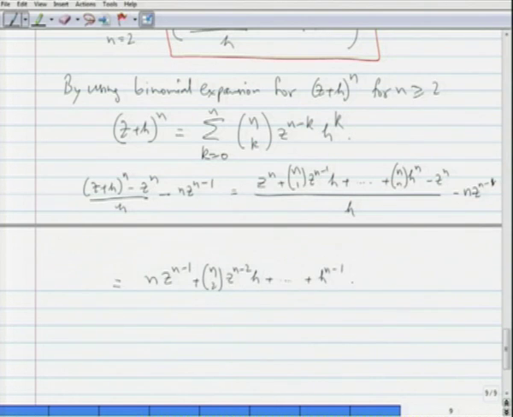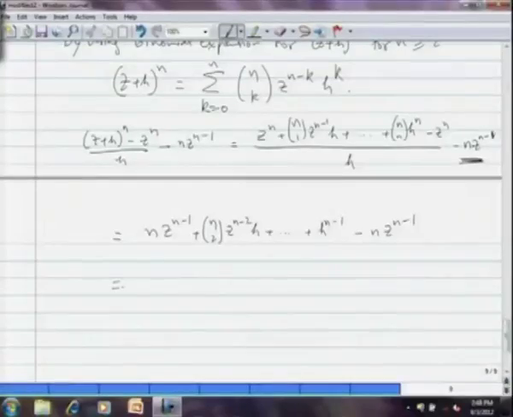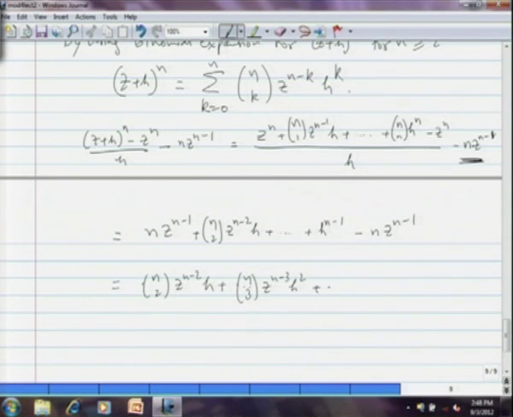Okay, and then I have a minus n z power n minus 1 which is here. Okay. So, now once again the n z power n minus 1 cancels, and this equals n choose 2 z power n minus 2 h plus so on. Okay. So, I will write one more term, n choose 3 z power n minus 3 h squared, and so on until h power n minus 1.